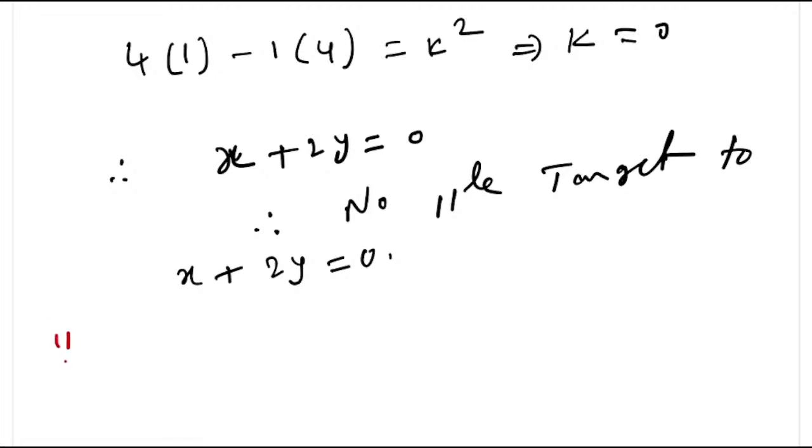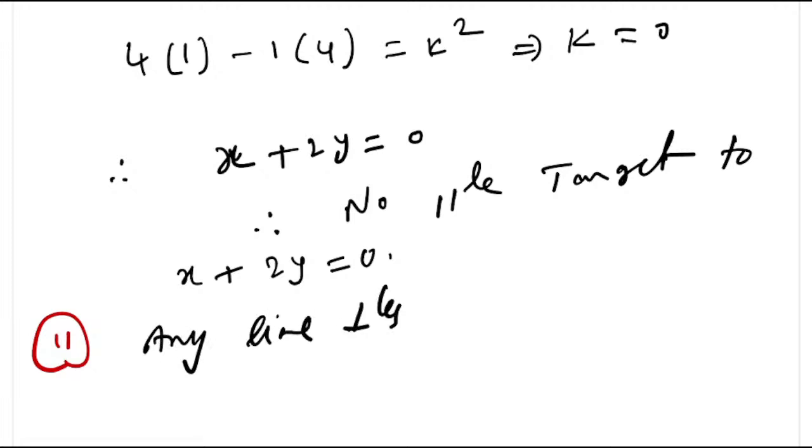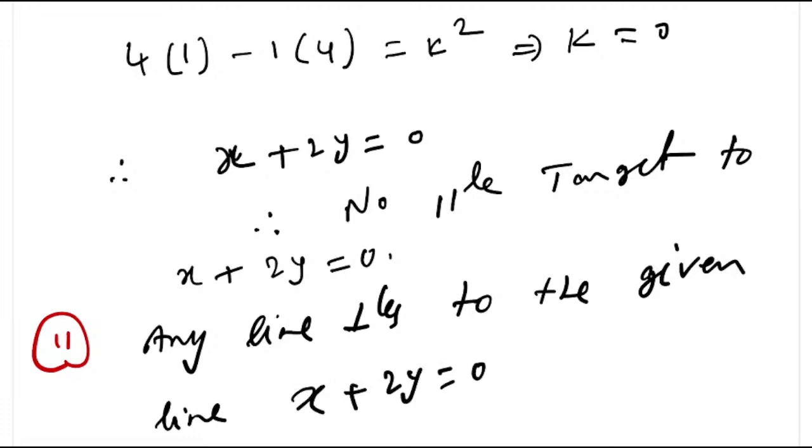Then we are moving to the second one. Any line perpendicular to the given line x plus 2y equal to 0 is, what is that? 2x minus y plus some lambda equal to 0. Now this is a tangent.